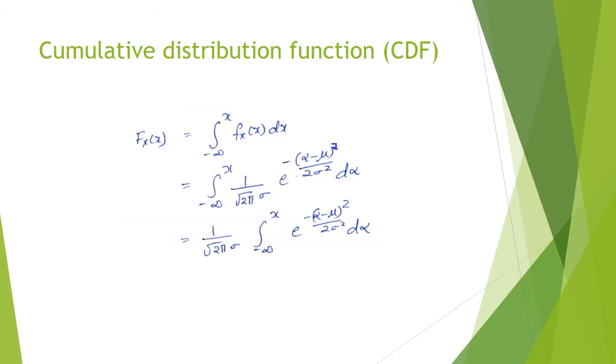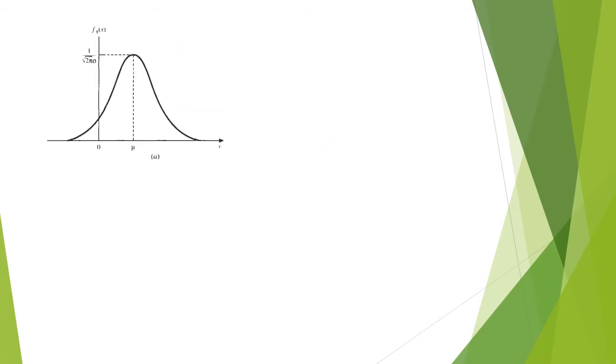Now that will be 1 by root 2 pi sigma. These are all constants here, only the variables are alpha and d alpha. So I can take 1 by root 2 pi sigma outside, and this is the integral. Now in order to simplify this, we have to see the distribution, how it comes. If you plot the graph, it has 1 by root 2 pi sigma as the magnitude, and it is distributed with sigma as the spread, and the center of that will be at mu.